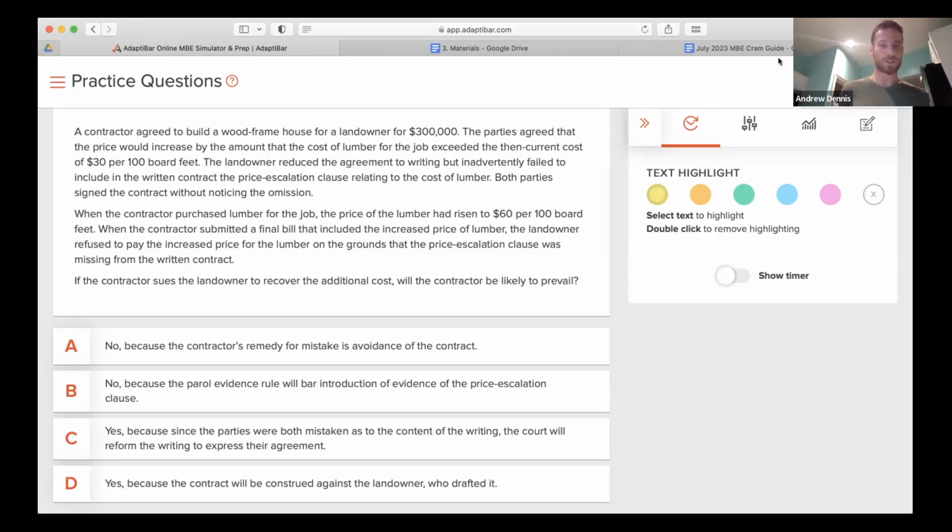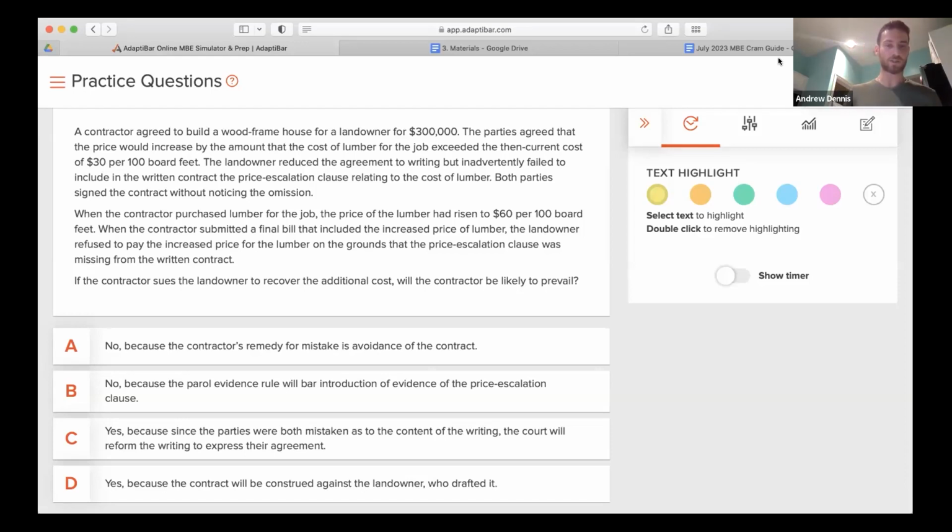When the contractor purchased lumber for the job, the price of the lumber had risen to $60 per 100 board feet. When the contractor submitted a final bill that included the increased price of lumber, the landowner refused to pay the increased price of lumber on the grounds that the pre-escalation clause was missing from the written contract. If the contractor sues the landowner to recover the additional cost, will the contractor be likely to prevail?